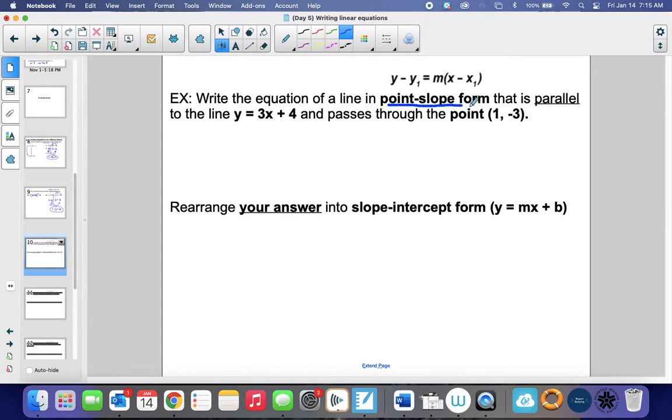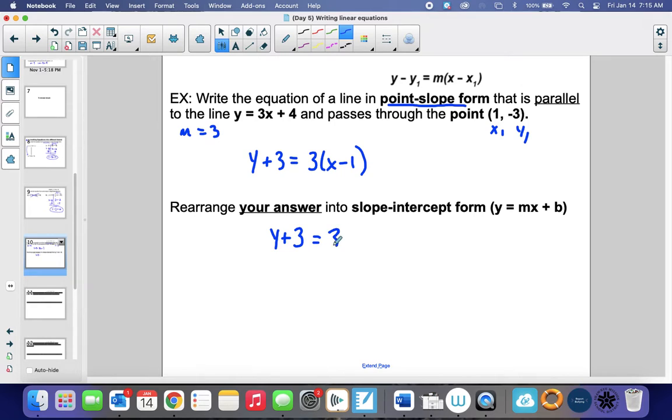So it says write an equation in point slope form that is parallel to this. So parallel would have the same slope and passes through this point. So that's my x1, y1. So I've got y plus 3 equals 3x minus 1. And then it wants me to rearrange my answer into slope-intercept form.